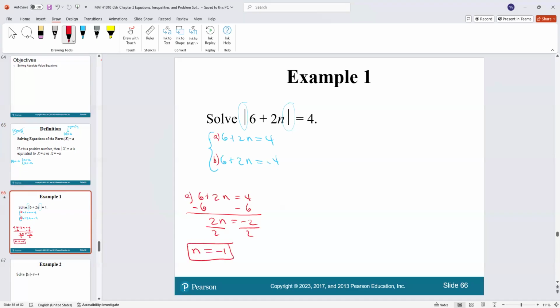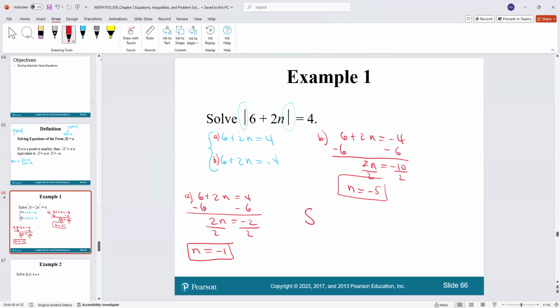This is the first answer we found. We're not done because it was an absolute value equation. Then we need to solve the second equation. So 6 plus 2n equal negative 4. If we subtract 6 from both sides, it gives us 2n equal negative 10. Divide both sides by 2 to solve for n equal negative 5. So these are the two answers. The solutions are negative 1 and negative 5.